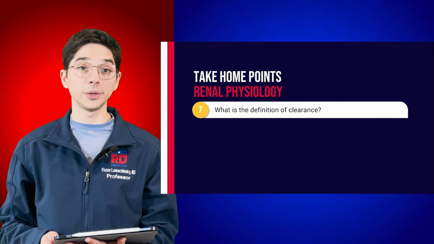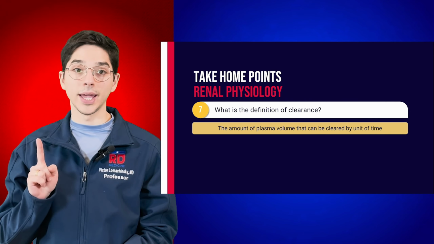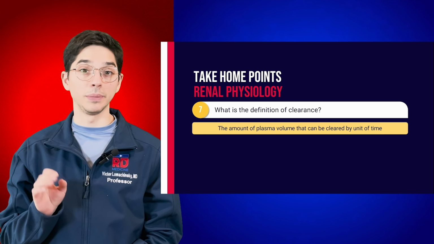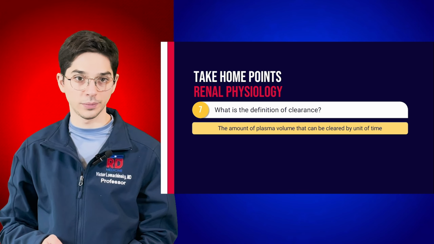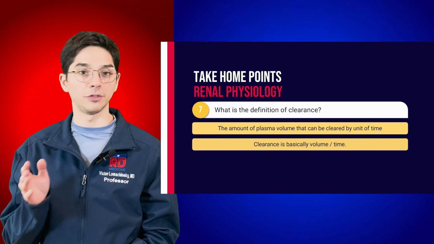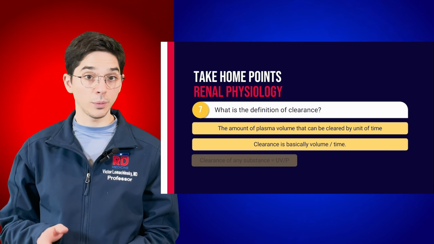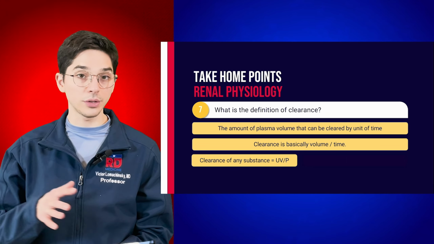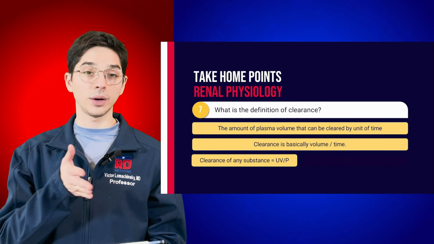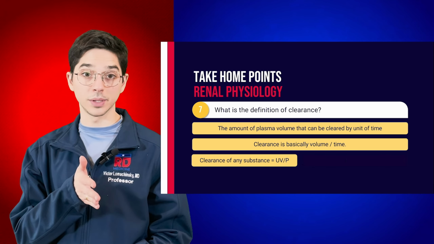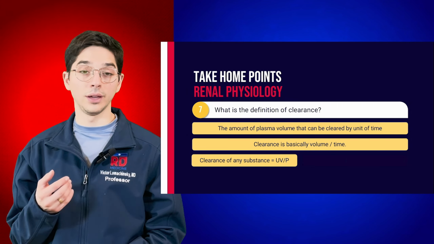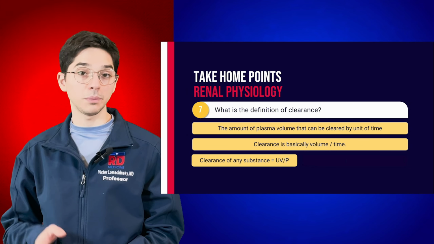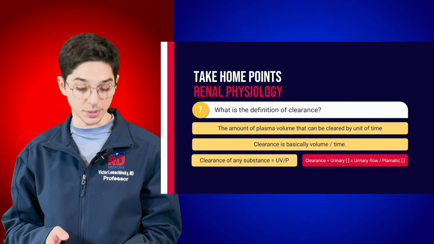What is the definition of clearance? Well, one, it's the amount of plasma volume that can be cleared per unit of time. Clearance is basically volume over time. And we talked about some of the formulas, right? So clearance of any given substance is the urinary concentration of that substance times the urinary outflow rate, divided by the plasma concentration of that very same substance.